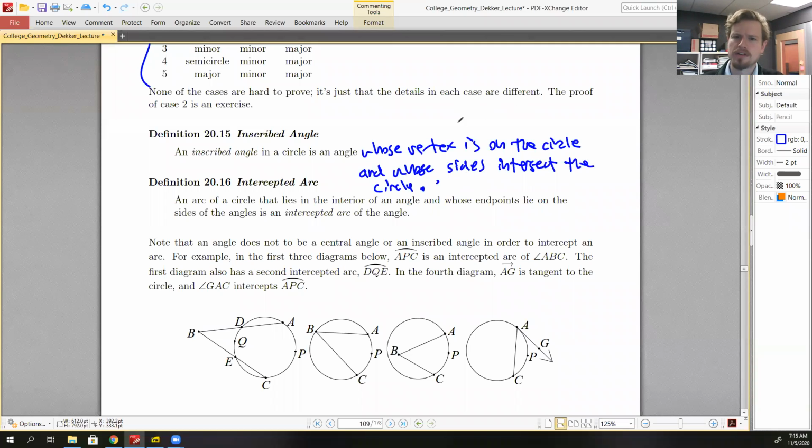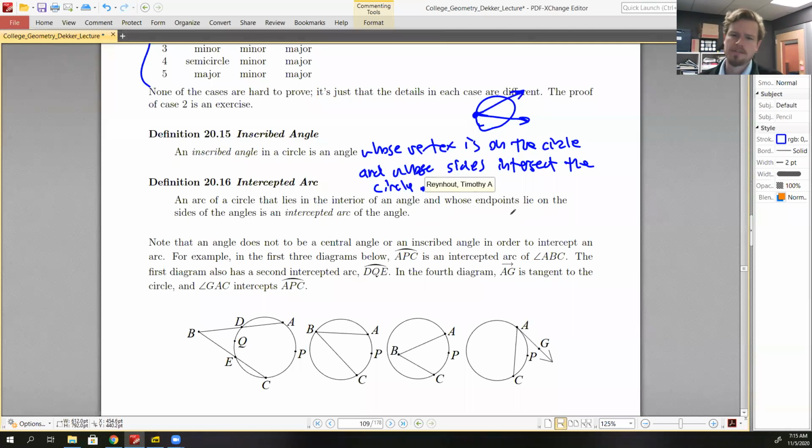Excellent. So in this case, what we're looking at is if we have a circle, we just need a vertex that is on the circle and then two sides that intersect the circle. So this is an inscribed angle. An intercepted arc may be defined as an arc of a circle that lies in the interior of an angle whose endpoints lie on the sides of the angle. This is an intercepted arc of the angle.